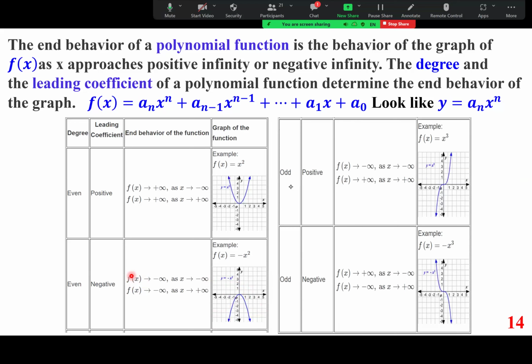If the degree is odd and the leading coefficient is positive, it looks like x cubed. If it's negative, it looks like minus x cubed. In the case of x cubed, the first and the third quadrant, meaning x goes to negative infinity, so does y or f of x. X goes to positive infinity, f of x goes to positive infinity. In this case, x goes to negative infinity, y goes to positive infinity, x goes to positive infinity, y goes to negative infinity.